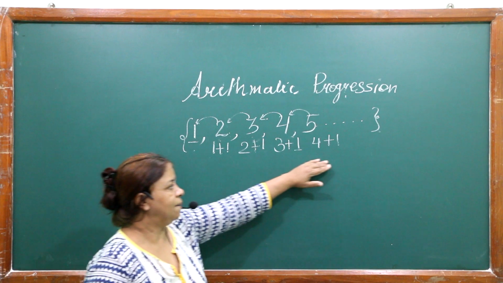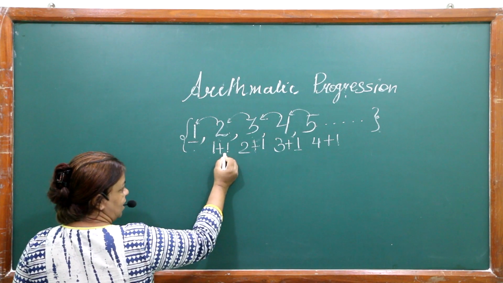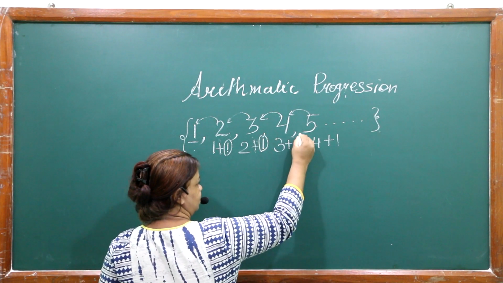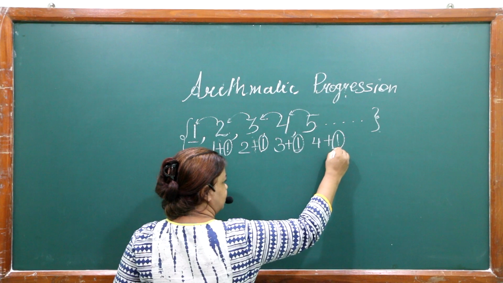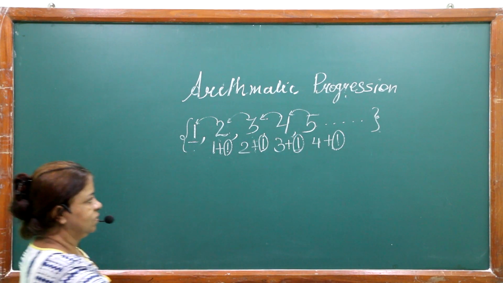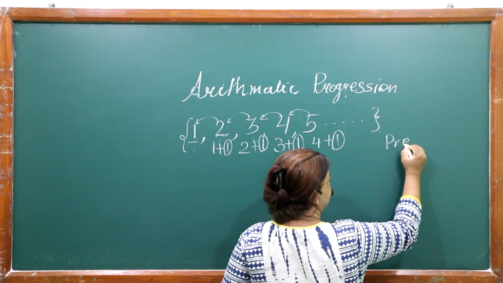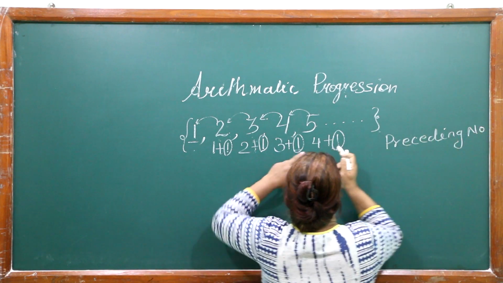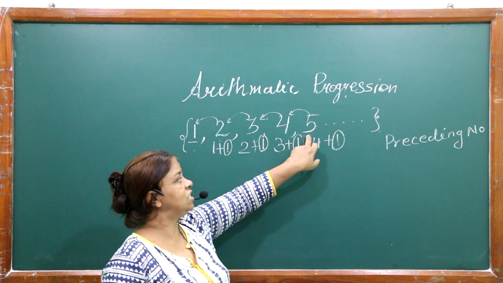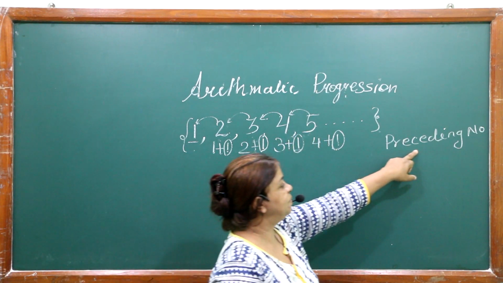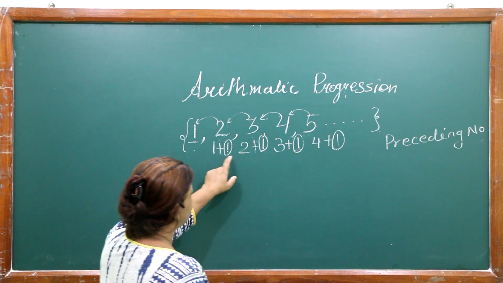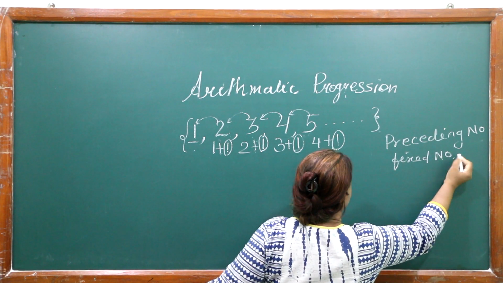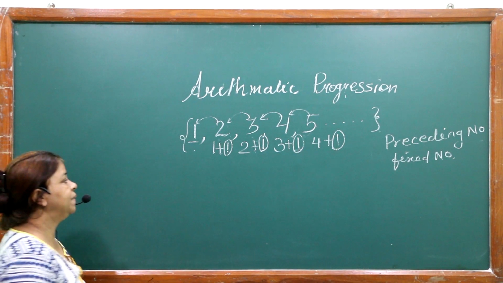Now this is one of the examples. Every time I am adding a fixed number to the preceding number. Let me write the spelling. Preceding. The number which comes before the particular term which I want to obtain, that is known as the preceding number. And a fixed number. This is 1 here.